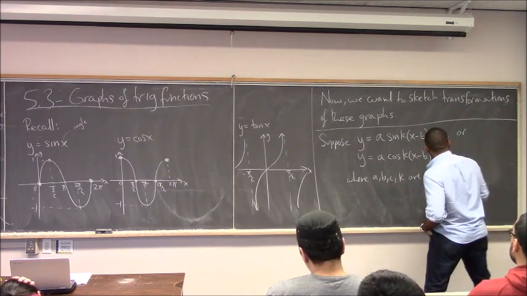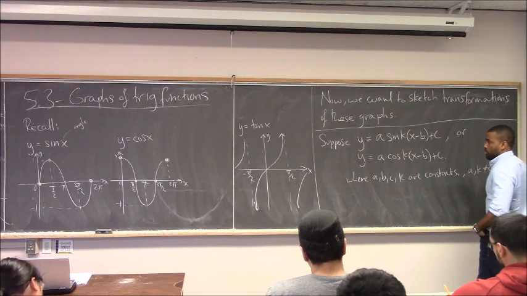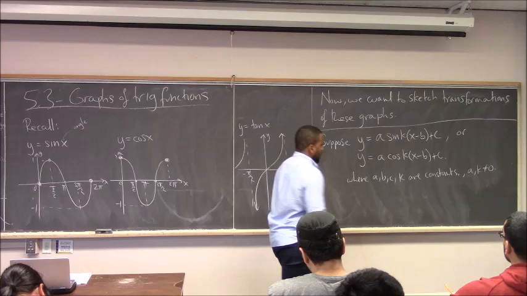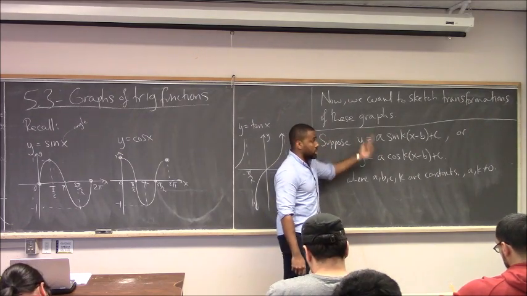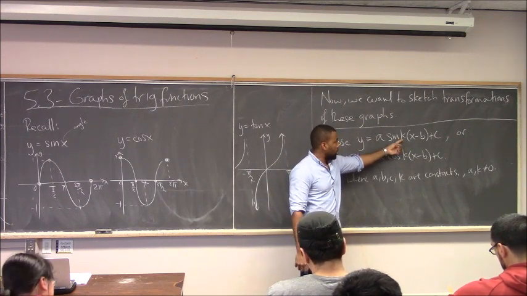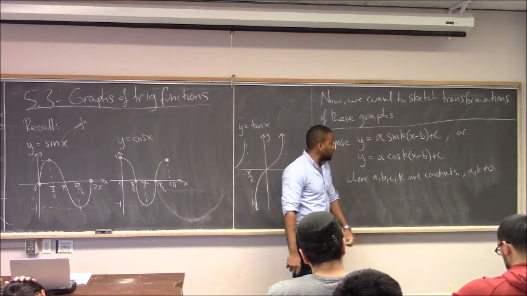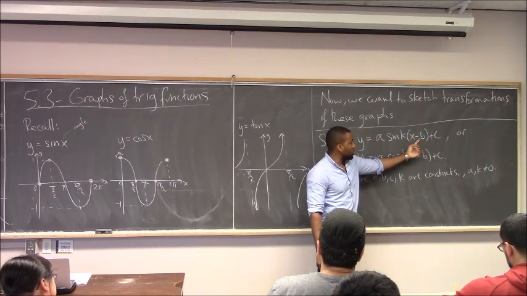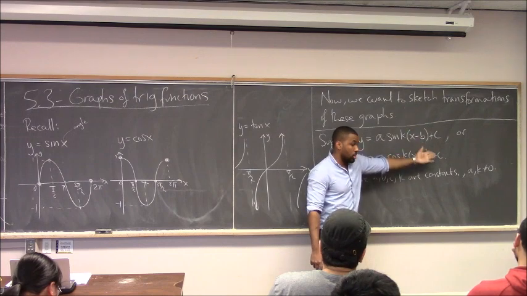And a and k are not zero, otherwise we won't really have a trig function. As we mentioned, a controls vertical stretching. k will actually control horizontal stretching or shrinking. We know that if it's larger than 1 it shrinks, and if it's smaller than 1, it will stretch. Subtracting from an x value will shift it right or left, depending on the value of b, and adding a constant can shift it up or down.